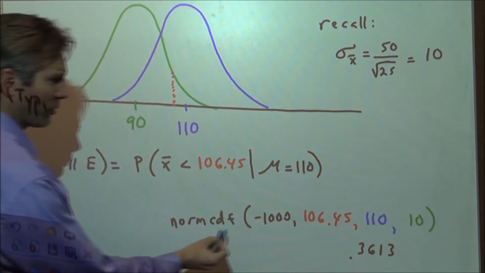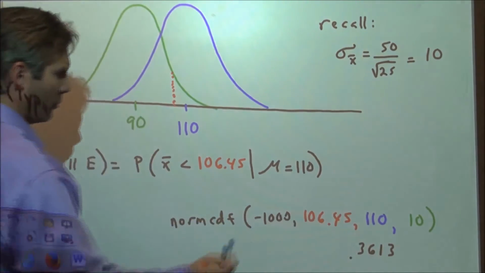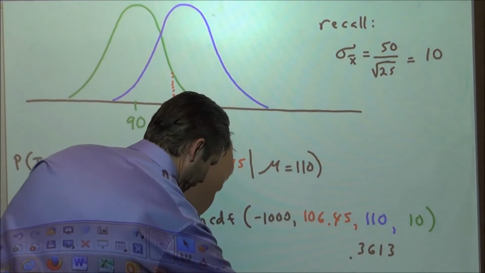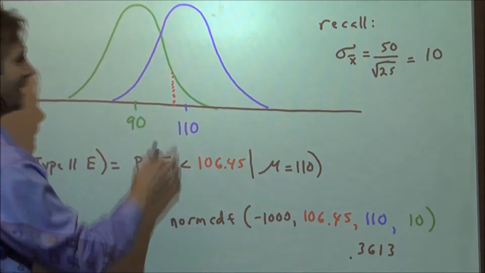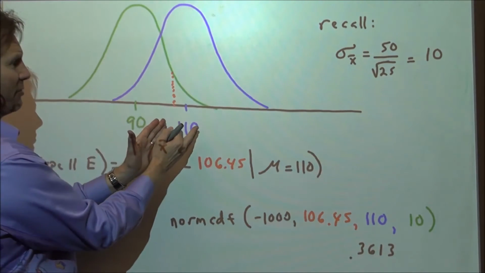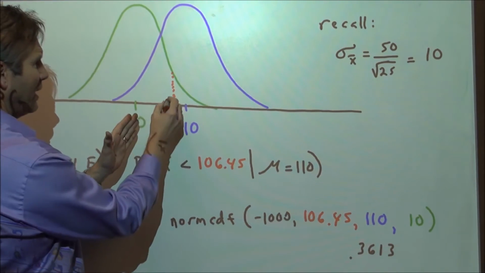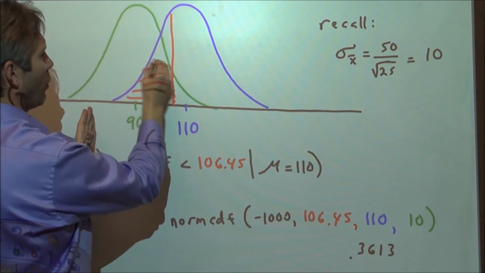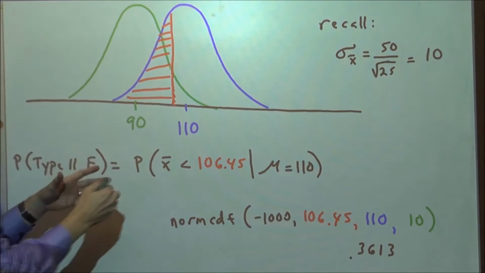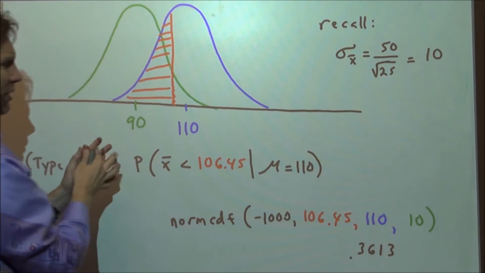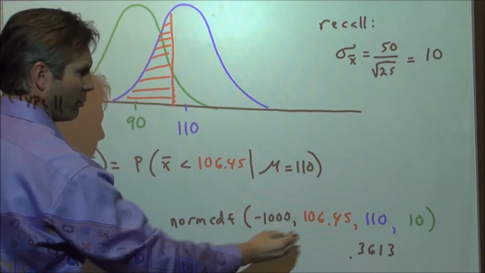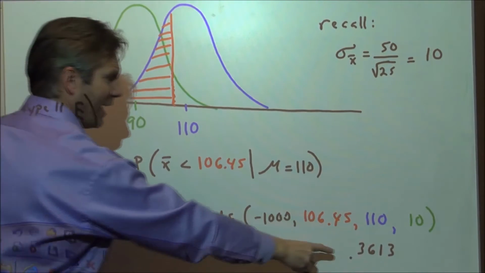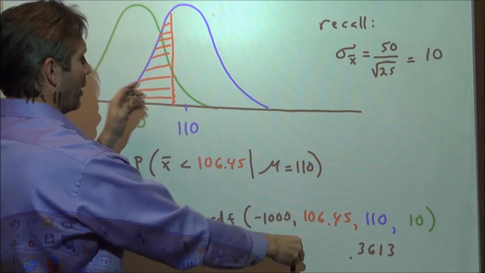Well, we could do a normal CDF for that. We can type in the numbers and we would get 36%. So here's the deal. In this distribution that we'd be sampling from, where the mean was 110, the likelihood that we would actually get a result below what we need to get in order to reject the null and go with the alternative, that would be 36.13%. That's the probability of a type 2 error.